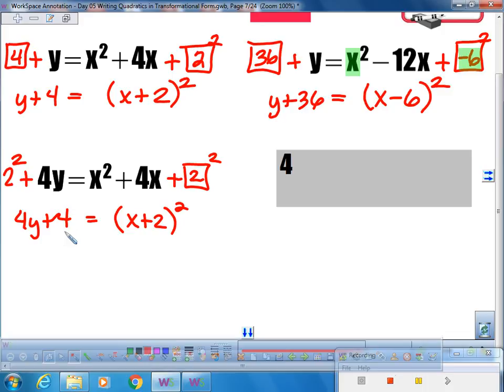But then some of you realized that to put it in transformational form, this has a greatest common factor of 4. Y plus 1 equals x plus 2 squared. Why is it 1? Because if you factor out a 4, 4 times y is 4y, and 4 times 1 is 4. Right? Okay. Another one?